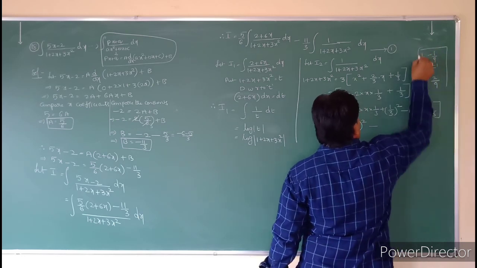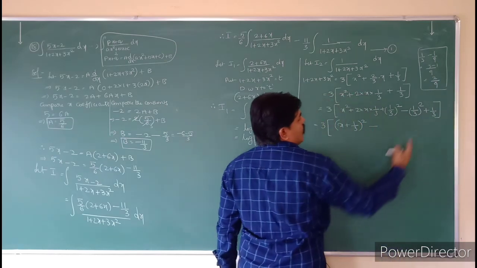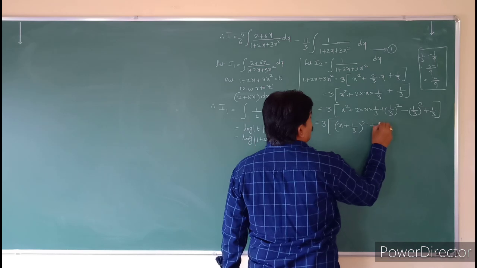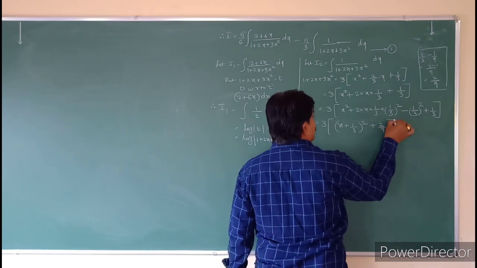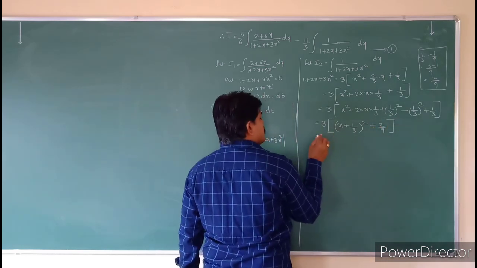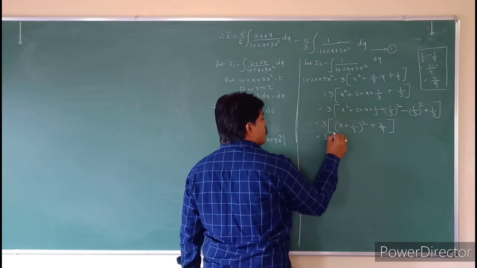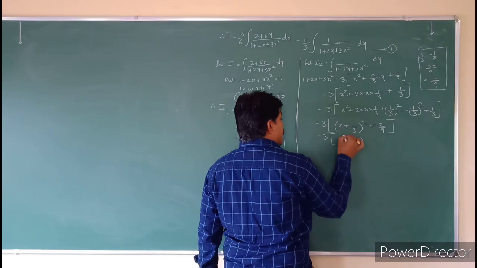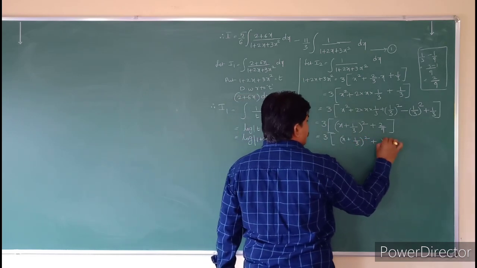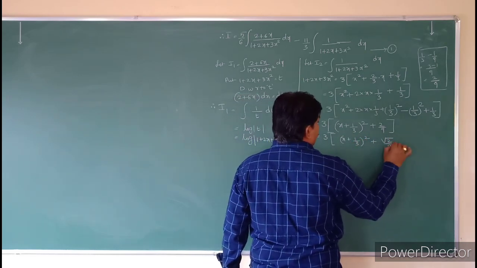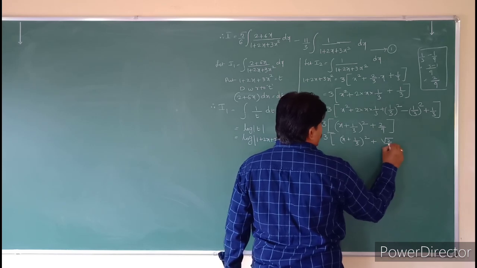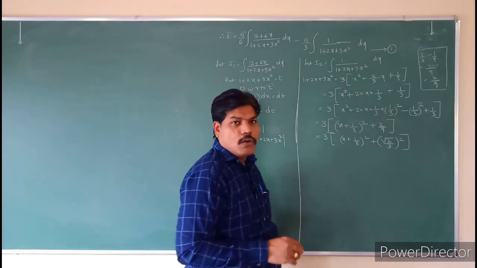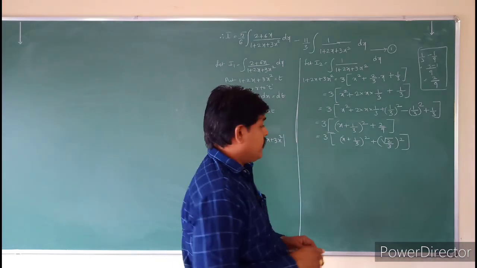If anyone has a doubt, take this value also. That is nothing but 1 by 3 minus 1 by 9, which is nothing but 2 by 9. How can you write this? This can be written as 3 into x plus 1 by 3 whole square plus root 2 by 3 whole square.